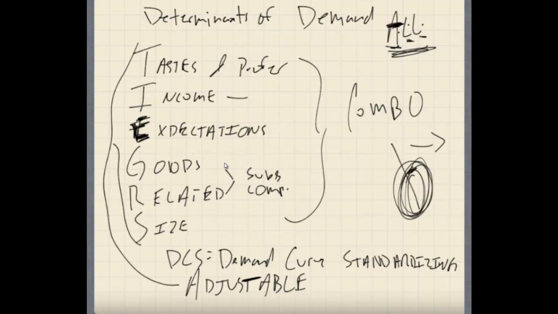Also, expectations of their income. This is your consumers' income going up, like with medical school students or college students. If they expect a change in their income in the future, that can also affect our demand. Goods related. Now, we have substitutes and complements.